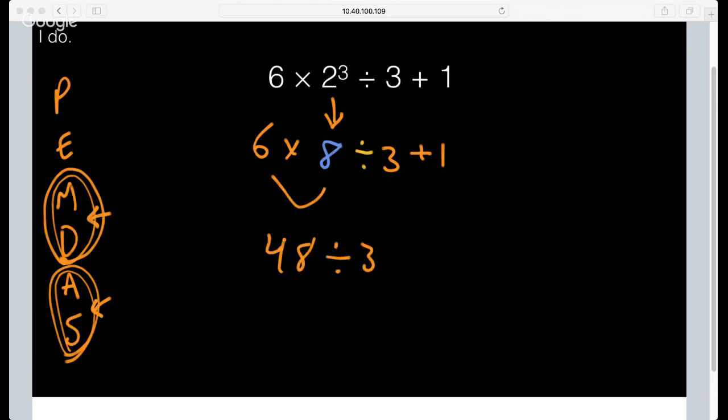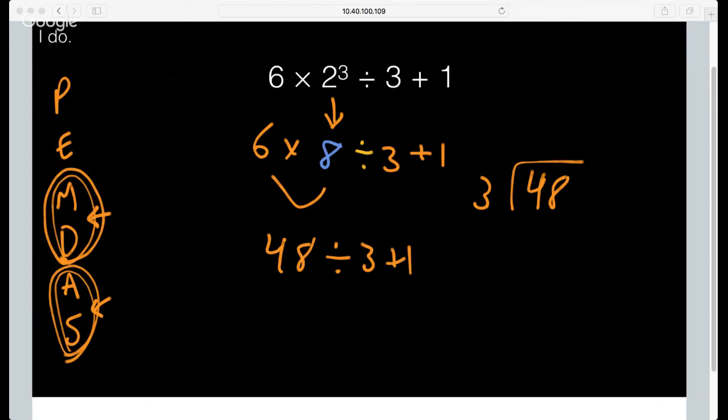And we have divide by 3 plus 1. And multiply or divide. Yep, there's a division. 48 divided by 3. Whoa. 48 divided by 3. That one I do not know off the top of my head. Does anybody know 48 divided by 3?